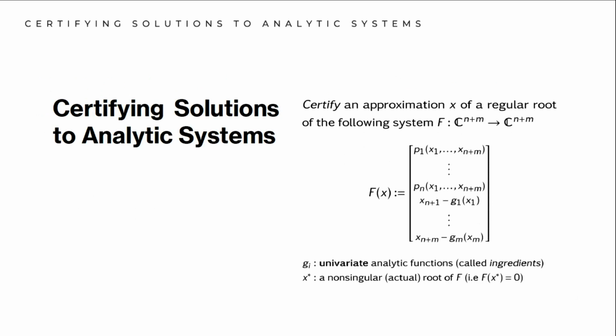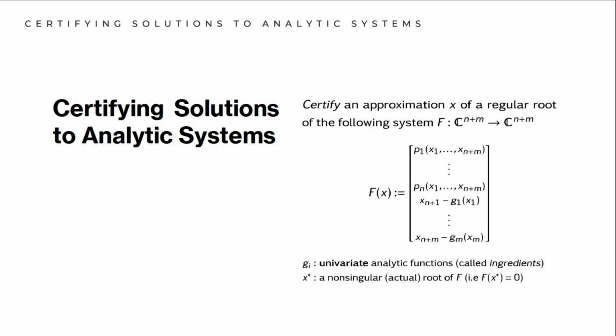So basically what I want to say in this talk is that we want to certify a given approximation x, which is probably a numerical root. We consider this capital F, which has n plus m variables and n plus m equations. The first n equations are polynomial in the n plus m variables. The last equations have the ingredients, each g_i function. This g_i is a univariate analytic function. In the first half of this talk, we are going to call these ingredients.